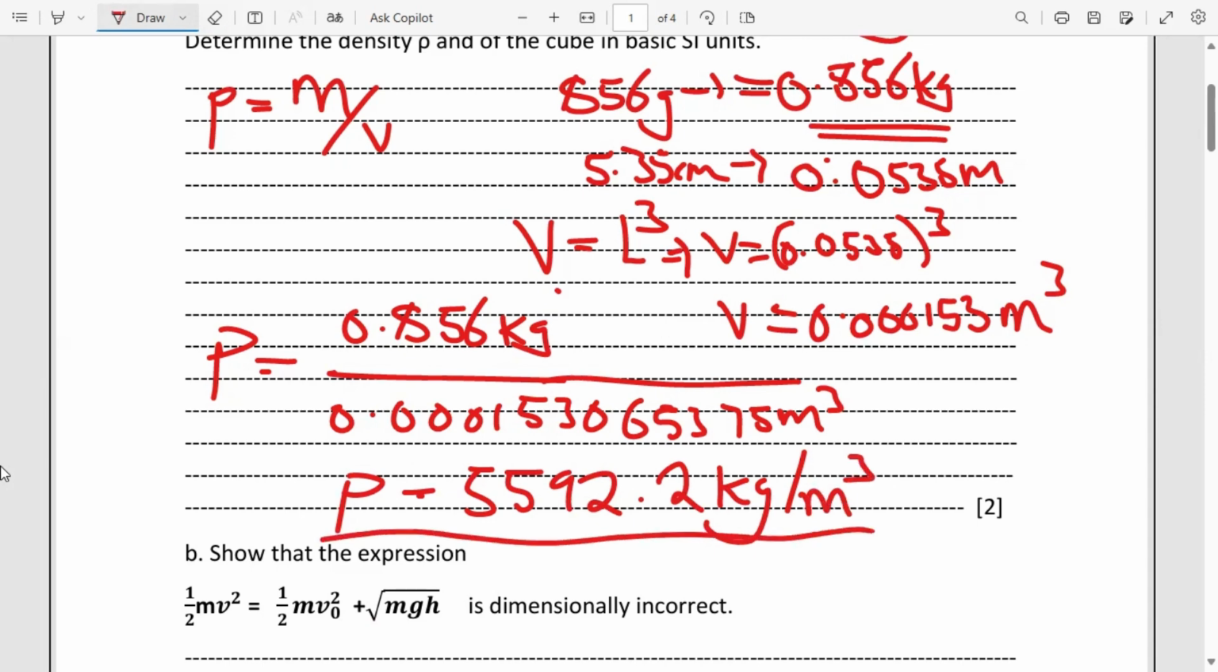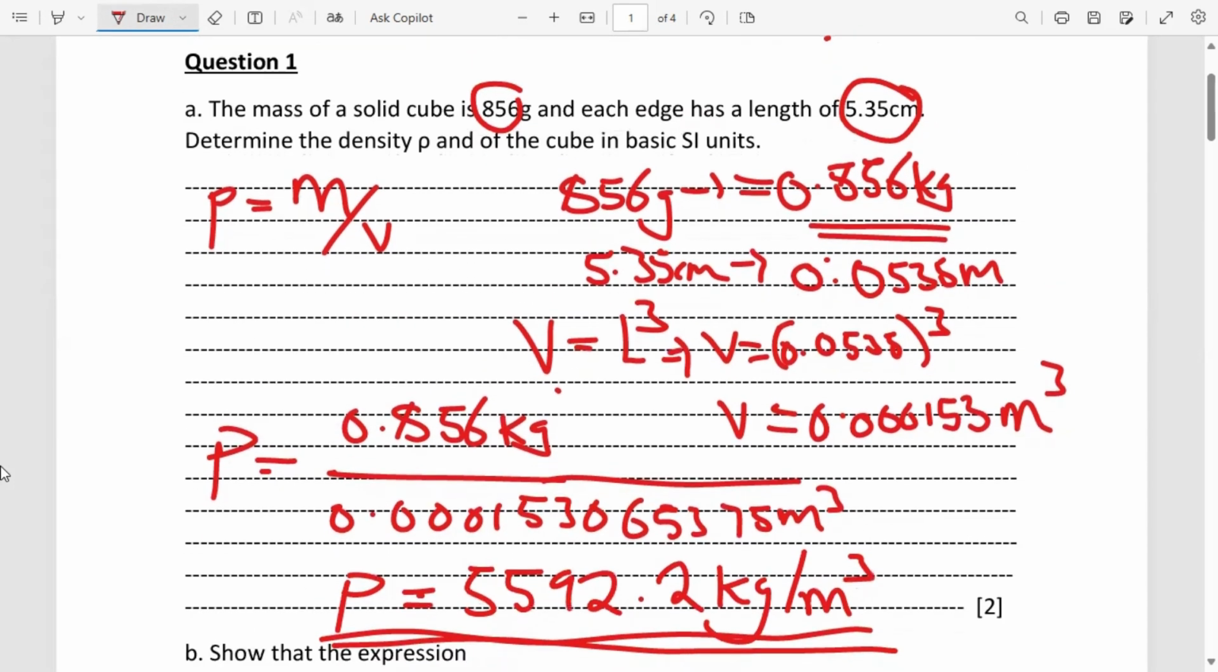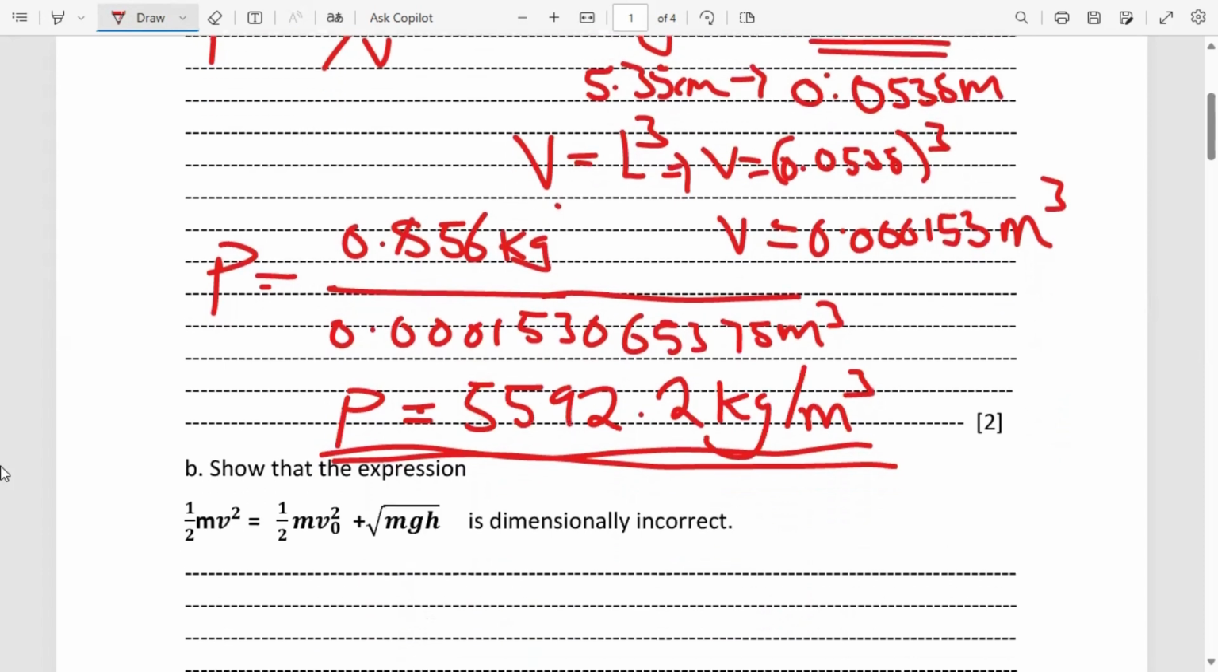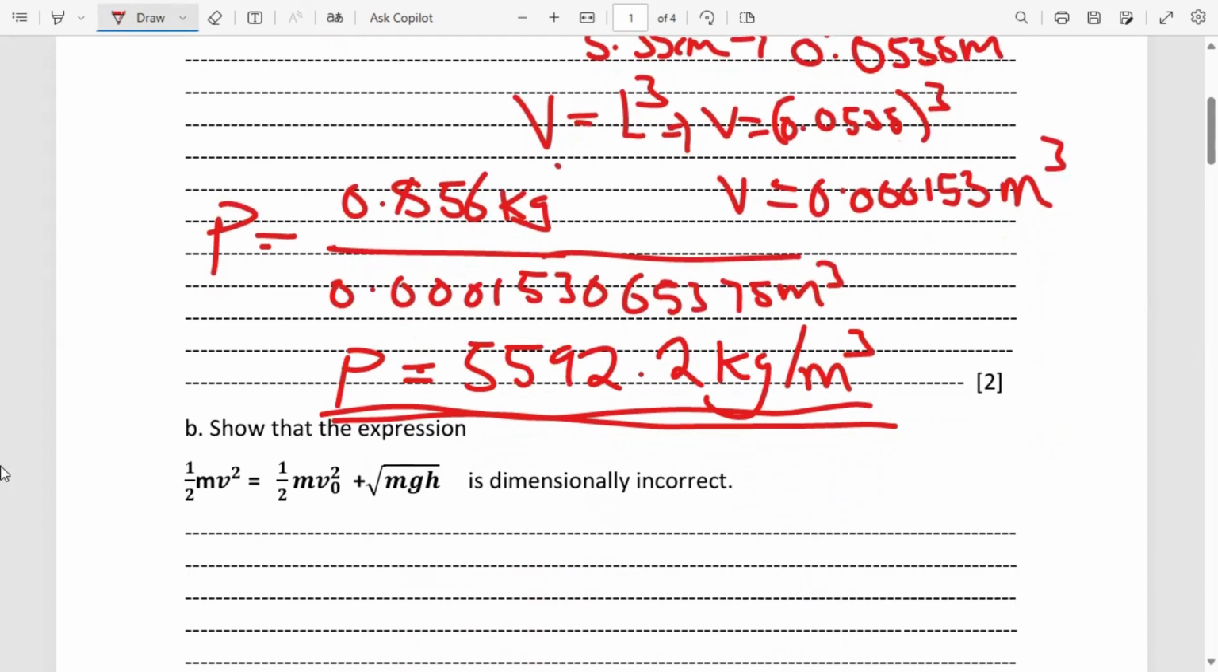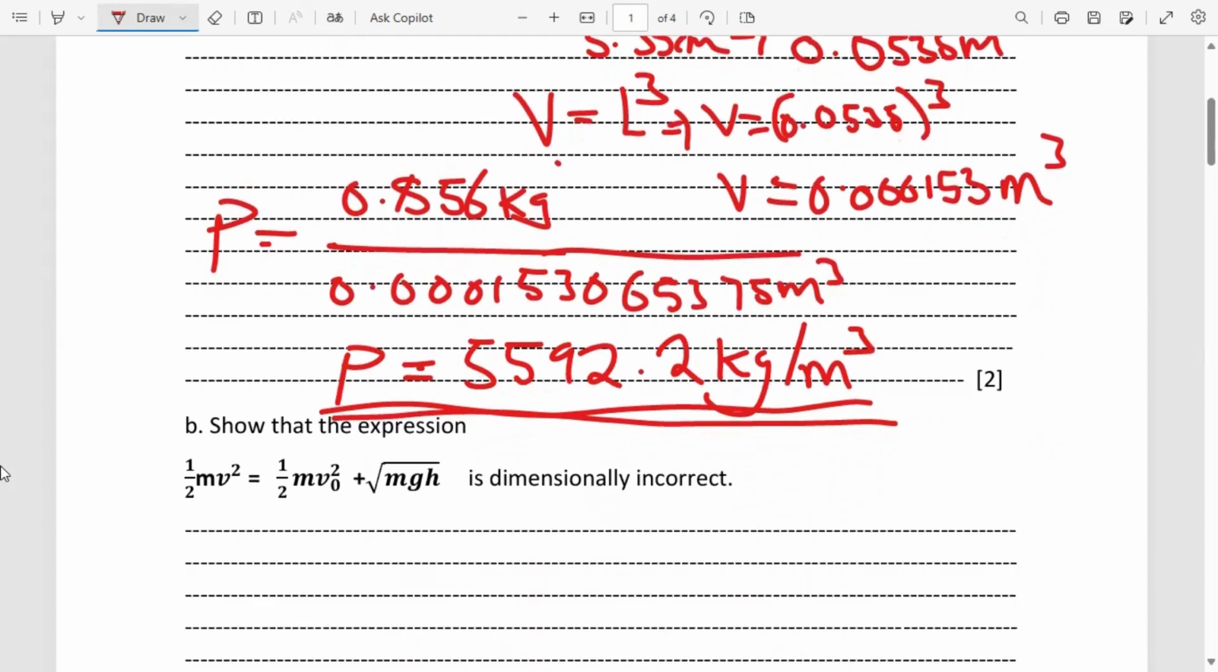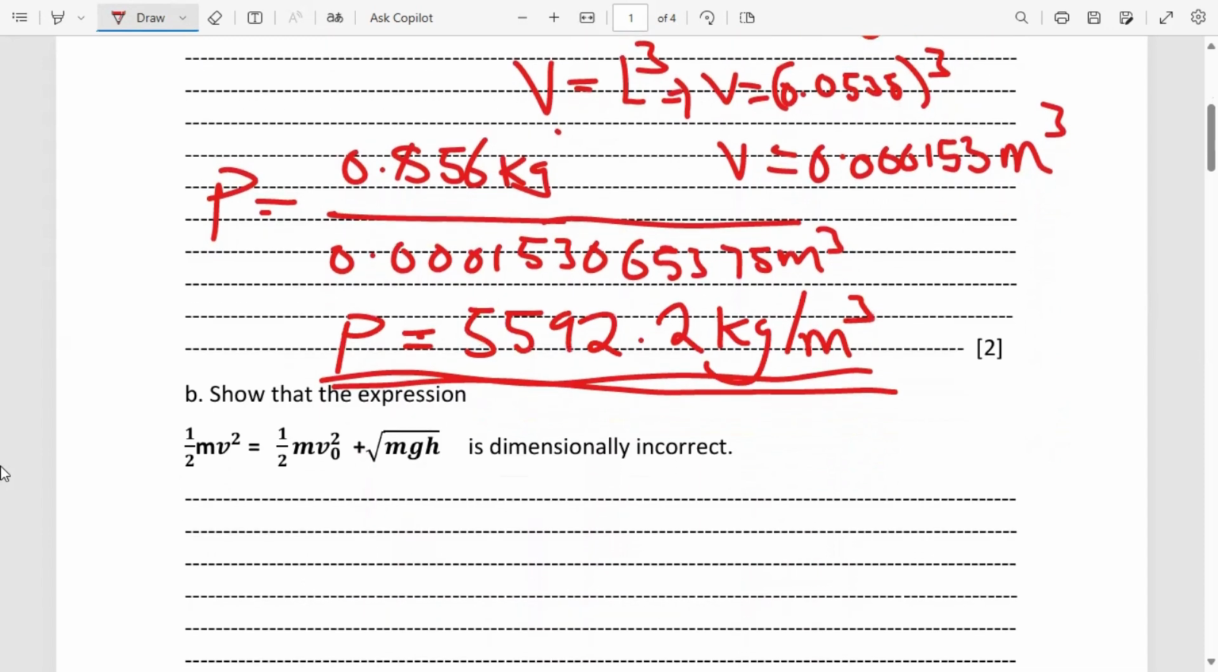Kilograms per cubic meter. So that is how simple this question is. That's how we can calculate the density of this solid cube: mass over volume, then you convert your units of measurement into the required basic SI units, then we are done. Let's go to question B.